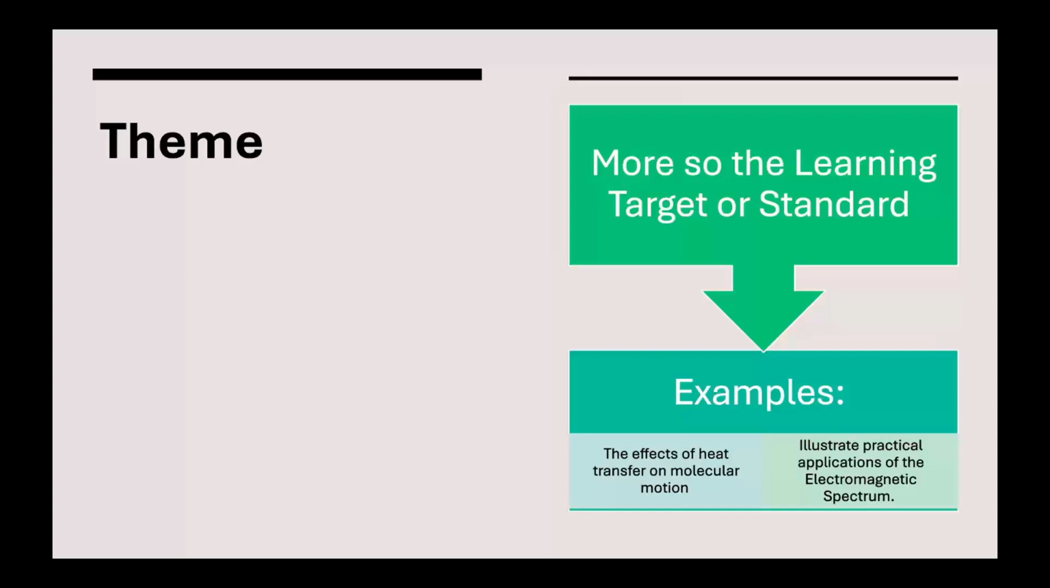So how I broke them down, my examples are the effects of heat transfer on molecular motion, or illustrate practical applications of the electromagnetic spectrum. Now, I mentioned that you could use your learning target. This is definitely not a full-on learning target, but it's part of it. If you were doing a learning target, it would be "student will be able to X, Y, Z." So this is pretty much what the expected outcome is supposed to be, what the theme is. This is specifically what you were looking at in PBL, or what you will accomplish.